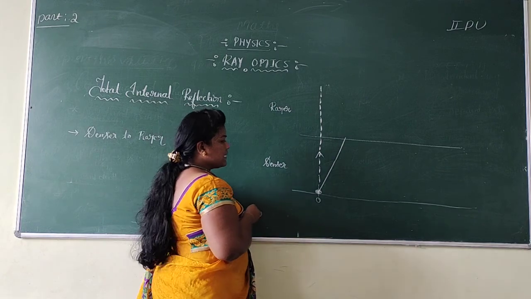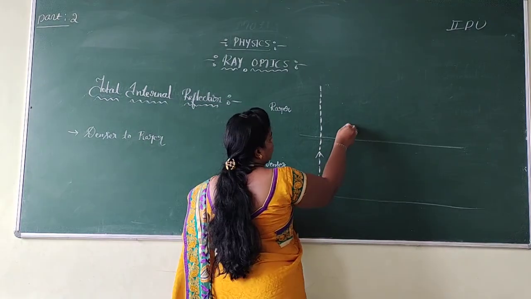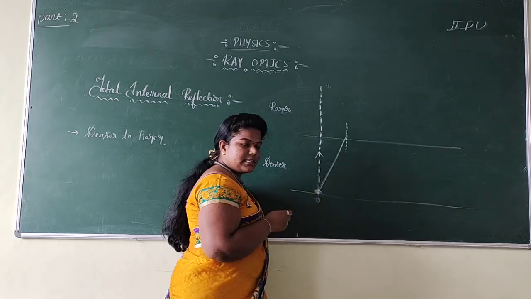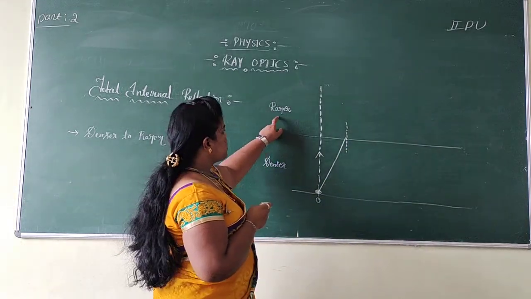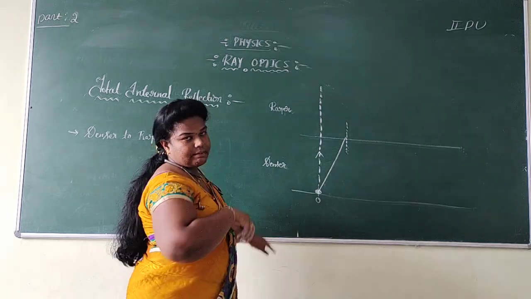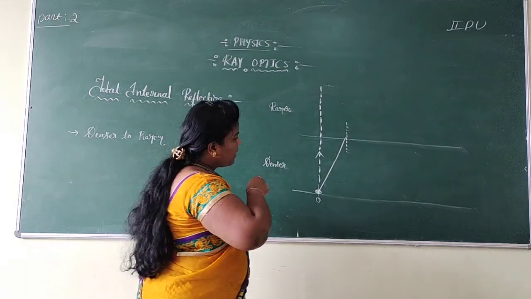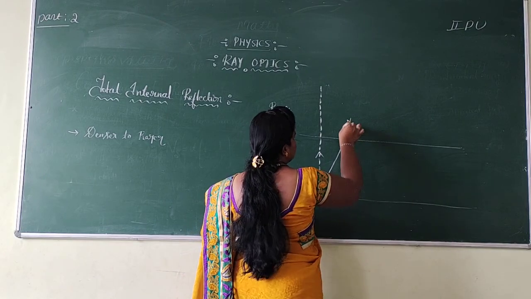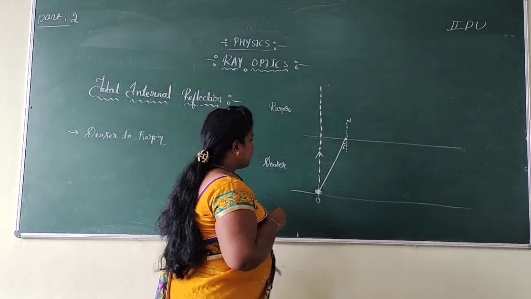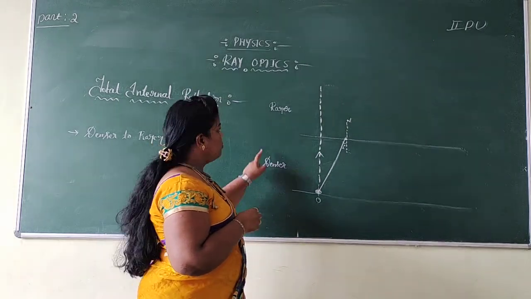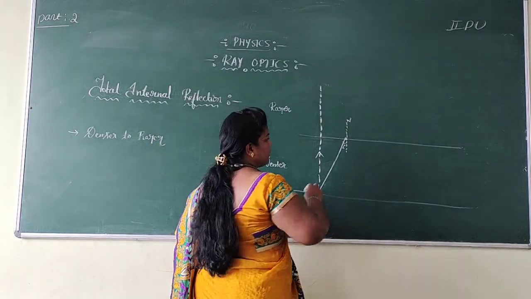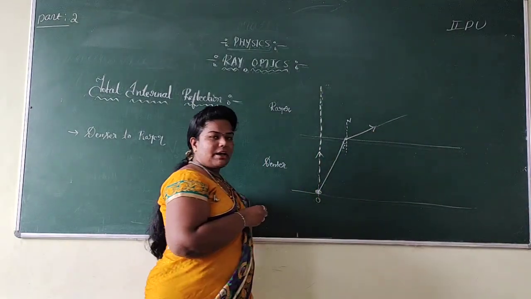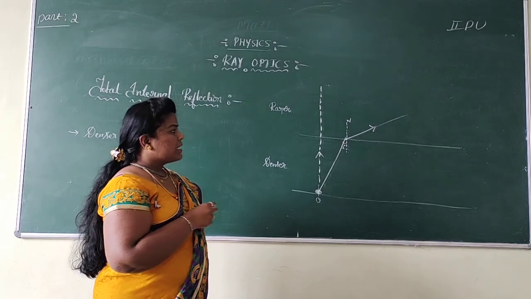Now, I am going to make a ray of light incident on a refracting surface. This is the surface which is going to refract the incident beam of light, because this is the surface which separates the rarer and denser medium. At this point of incidence, this is the angle of incidence and this is the normal. The ray of light is travelling from denser medium to rarer medium, so the ray of light bends away from the normal.